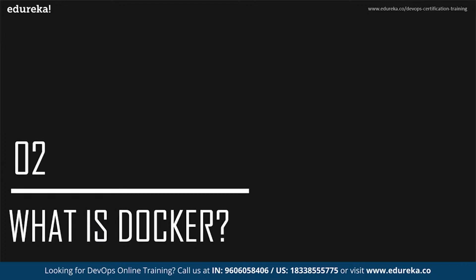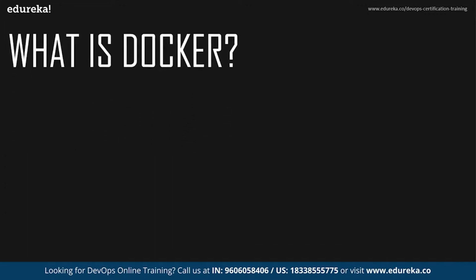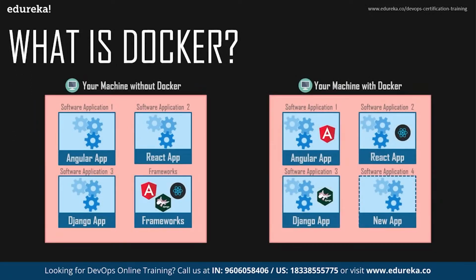So what exactly is Docker? As you can see on your screens, there are two machines. The first one has three software applications. One is Angular based, one is React based, and one is Django based. Now all of them are using common resources from the system: libraries, RAM, processor, etc. And the frameworks are allocated a location in the memory. Now, how is it different from your machine with Docker?